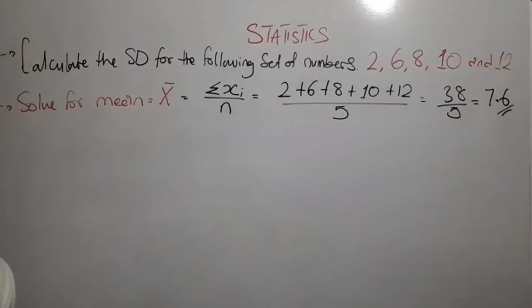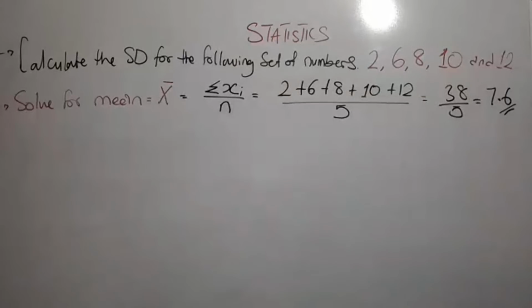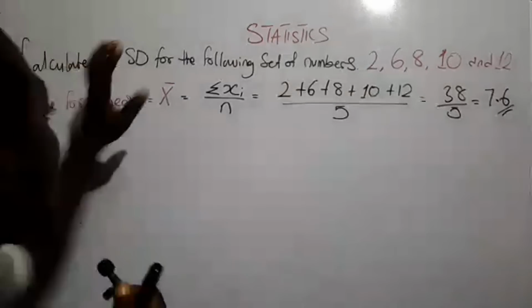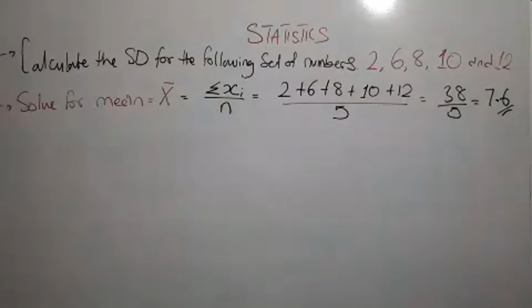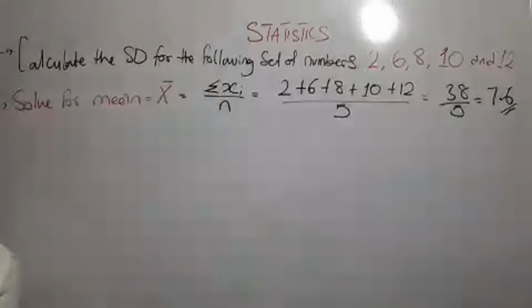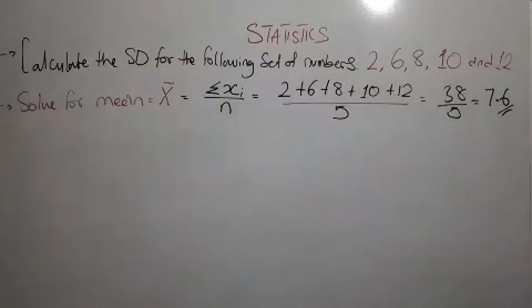Are we together? So this is the approach to this. 7.6 is our mean. If we had been told to solve the mean for this, then we would be okay with what we have just done and could say yes, we are done. But that's not where we are going. The instruction is to solve for the standard deviation.